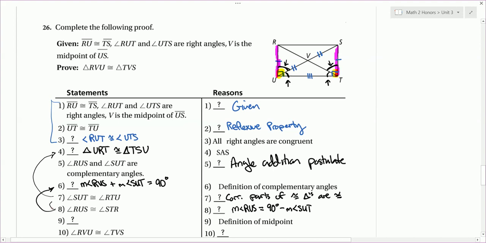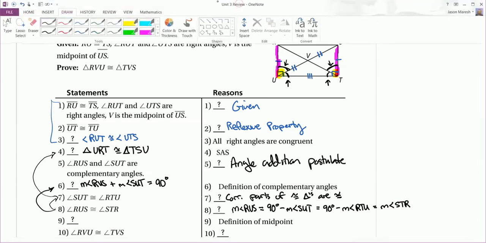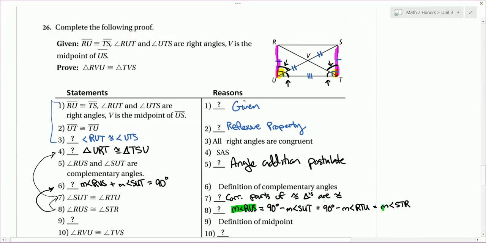And then in 7, we said SUT is congruent to RTU. So we can also say that this is the same as 90 degrees. I'm going to substitute, instead of measure of SUT, the measure of angle RTU. And if you look at the picture, 90 minus RTU is what we see as the measure of angle STR. And so because the measure of RUS is equal to the measure of angle STR, we say that those angles are congruent. A little tough to come up with there.